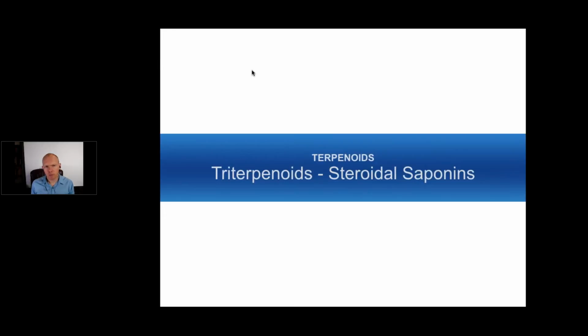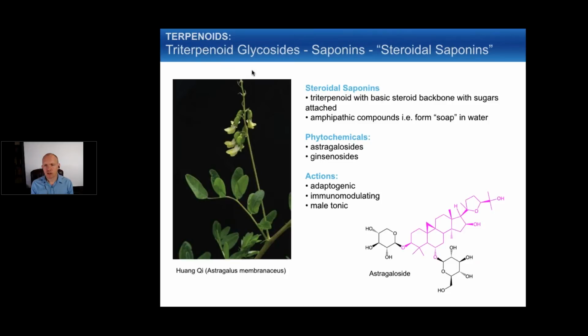Now, the next group of compounds I want to talk about are steroidal saponins. Steroidal saponins basically means you've got a triterpenoid that has a steroid-like backbone, and that's going to be the 3 6-membered rings attached to the 5-membered ring. And these compounds, they too are amphipathic, so they can form basically a soap. But because they have that steroid backbone, they're going to modulate various steroid hormones in our body. So this is going to be things like cortisol, estrogen, progesterone, testosterone.